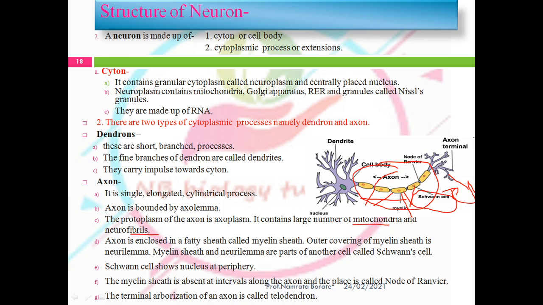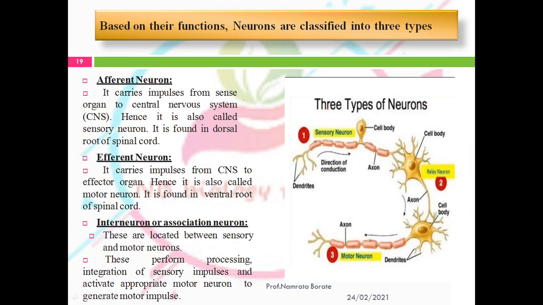The next one: based on their functions, the neuron is classified into three types. The first one is the afferent neuron, the second one is the efferent neuron, and the third one is the interneuron, which is also called the association neuron.